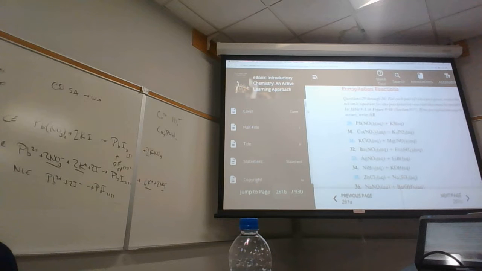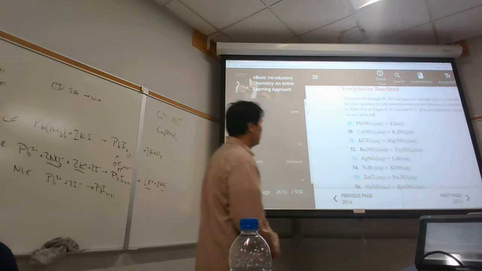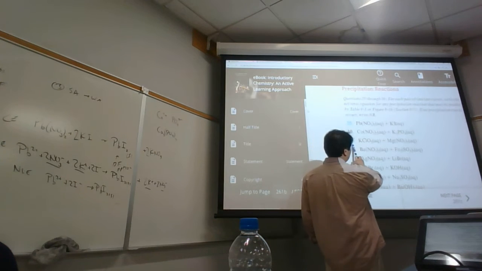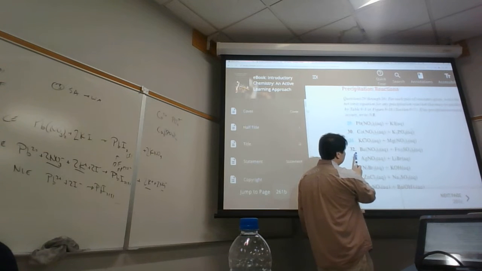Do either of those decompose into a gas? Are we going from a stronger acid to weaker acid? No. And so this is what we say. NR for double replacement. So we don't expect any double replacement reactions to occur here. So that would be 31 here. Well, how about 32?